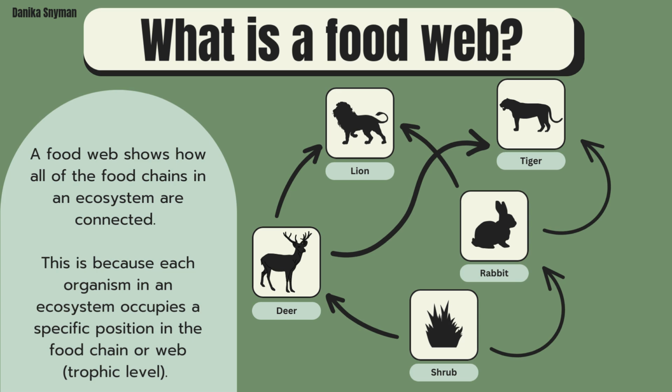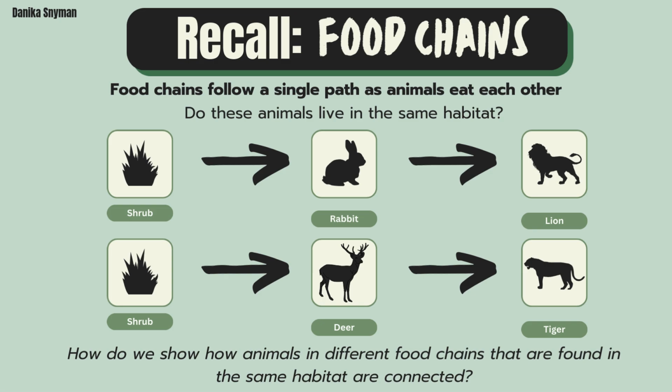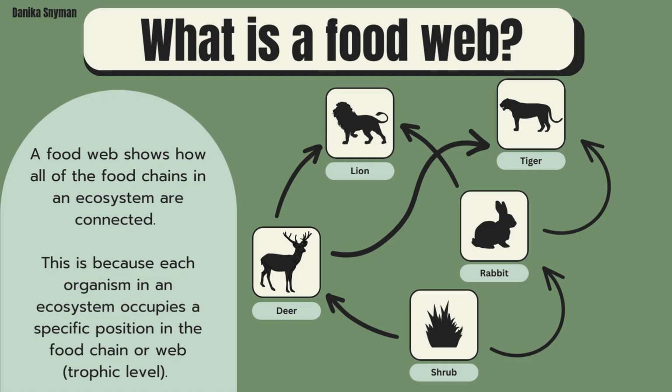So food chains are one path. As we can see here, it's just one path. And food webs are many paths joined together. Think of a spider's web. All the strands come together toward the center of the web. Exactly the same here.